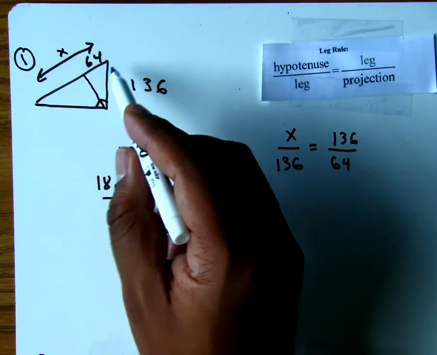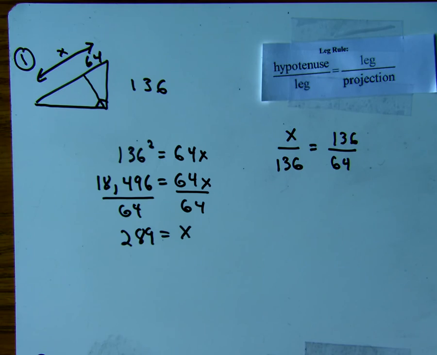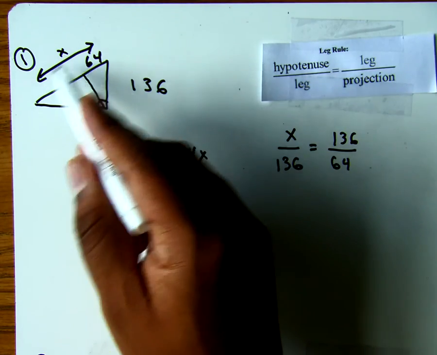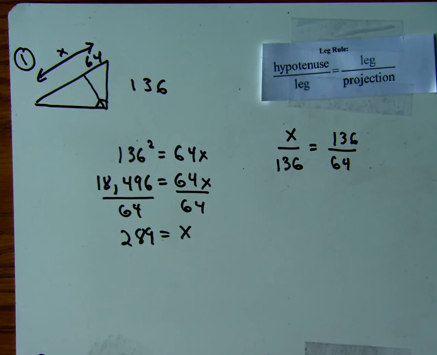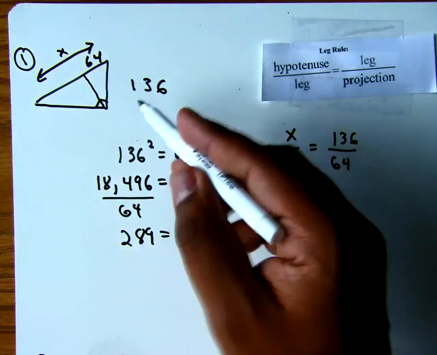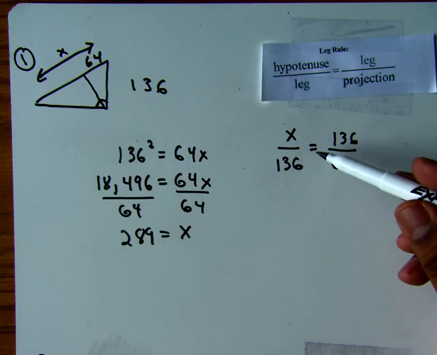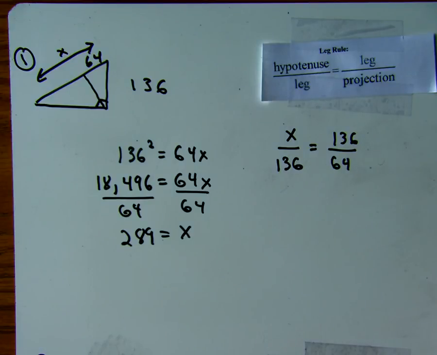Based on the numbers that I have, it seems to make sense that this is 289. If you solved this and got 36 here, and this is 64, you could tell that's not correct. So the 289 seemed to be proportional with everything else. Just like most things we do with similarity, you set up a ratio and you cross multiply trying to find the missing piece. Okay, now this was the leg rule.